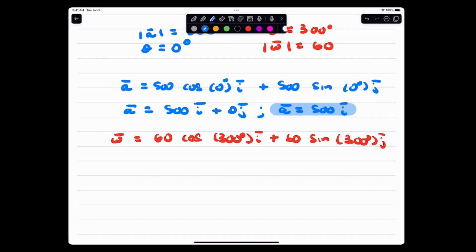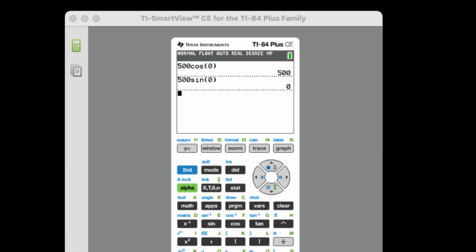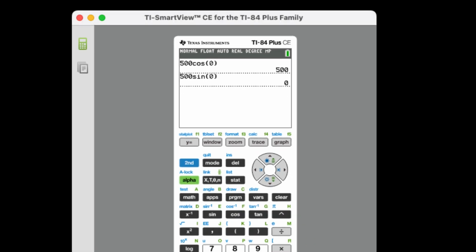Okay, so here we go. We're going to now have to find the wind vector. So 60 cosine 300. All right, so now I'm going to scroll out. 60 cosine what? 300. And then you get 60 sine 300.